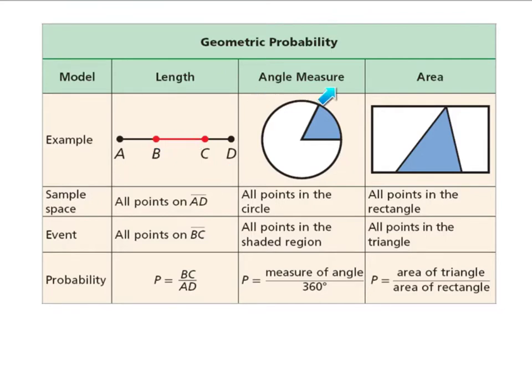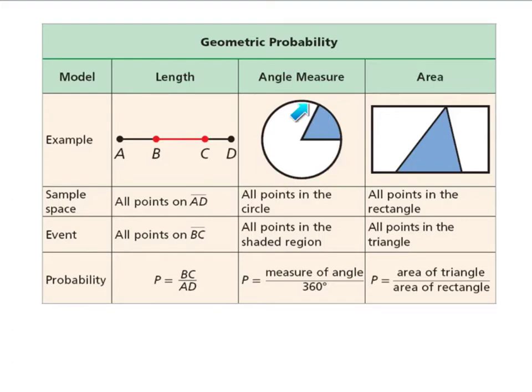In the case of angle measurements, if we're dealing with something like this in a circle, the sample space is going to be all of the points in our circle. The event would be all of the points that specifically sit in the shaded region here. So if I want to know the probability that I would have a point sitting in the shaded region, I would take the angle degree measurement for this shaded region and divide it by 360 degrees.